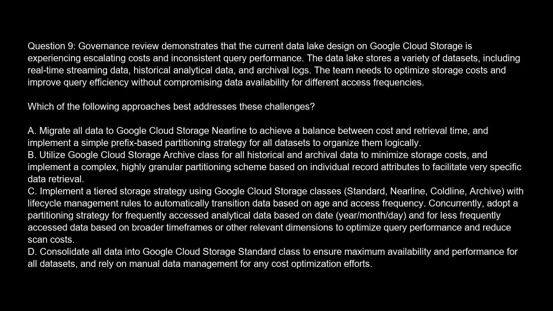Option C. Implement a tiered storage strategy using Google Cloud Storage classes, standard, nearline, coldline, archive, with lifecycle management rules to automatically transition data based on age and access frequency. Concurrently, adopt a partitioning strategy for frequently accessed analytical data based on date, year/month/day, and for less frequently accessed data based on broader timeframes or other relevant dimensions to optimize query performance and reduce scan costs.